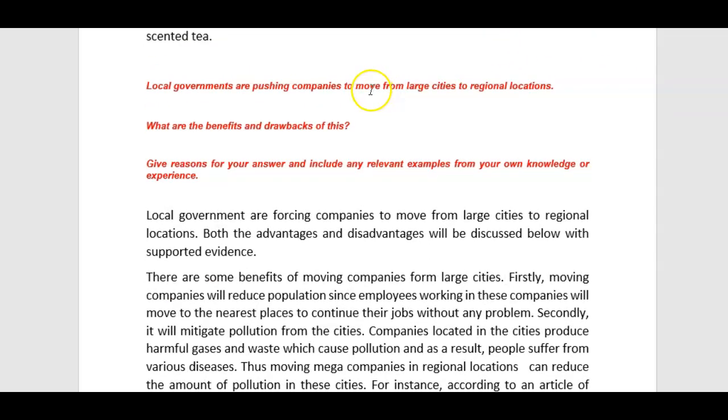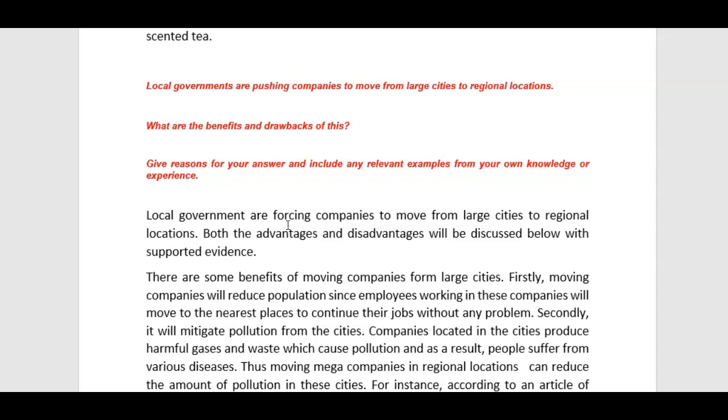Look, you've got essentially the same language. The only thing you really changed was pushing to forcing. That's the only change. This is not going to really fare well in terms of vocabulary because you're not producing any original vocabulary at all. Please do try to show that you have language capabilities to produce your own vocabulary here.